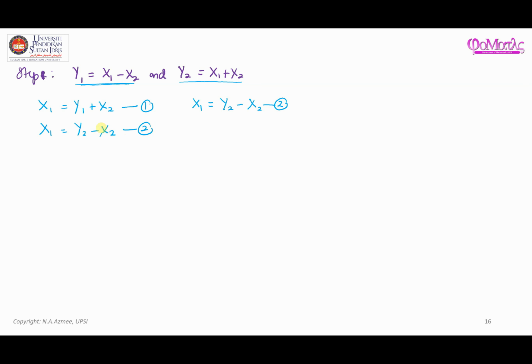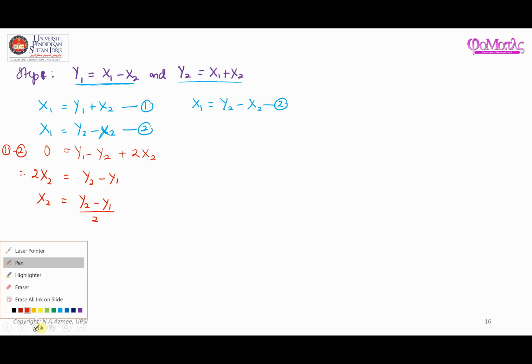Now what I'm going to do next is subtract: equation 1 minus equation 2. So x1 minus x1, the result is going to be 0. Then y1 minus y2, so that is the result. x2 minus negative x2 is 2x2. Based on this, I can express x2. Therefore, 2x2 is equal to y2 minus y1, and x2 is just y2 minus y1 over 2. So what I have here is x2 in terms of y1 and y2.